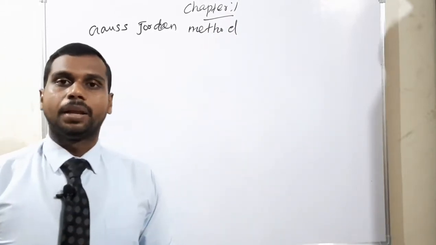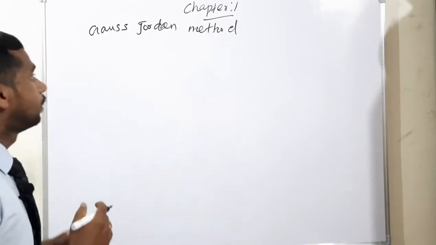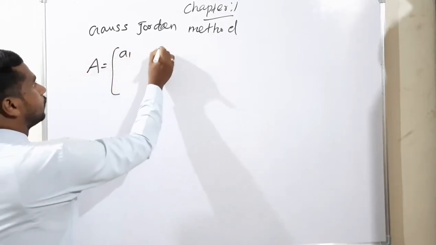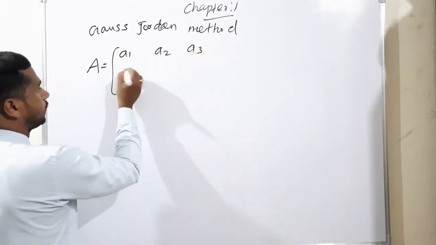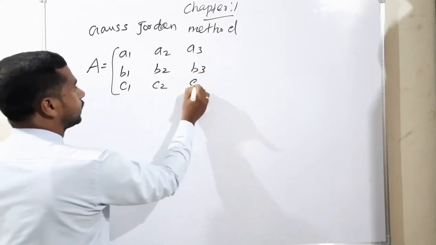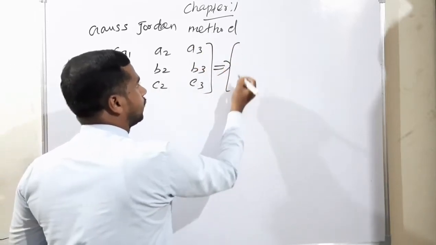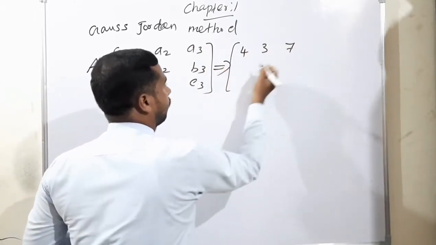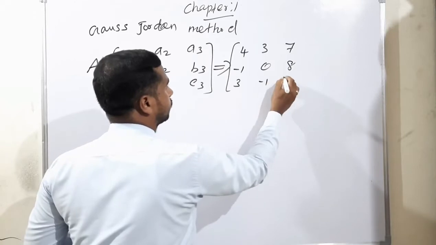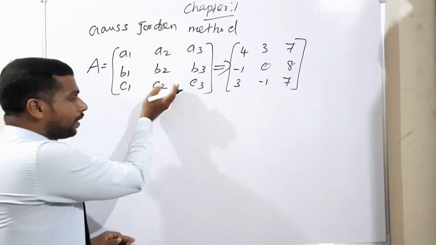It fully depends upon the elementary transformation method. So for elementary transformation, consider the matrix form: first row A1, A2, A3, second row B1, B2, B3, third row C1, C2, C3. I have taken a related example with numbers also. Consider 4, 3, 7, minus 1, 0, 8, 3, minus 1, 7. This is a 3 by 3 matrix, isn't it?